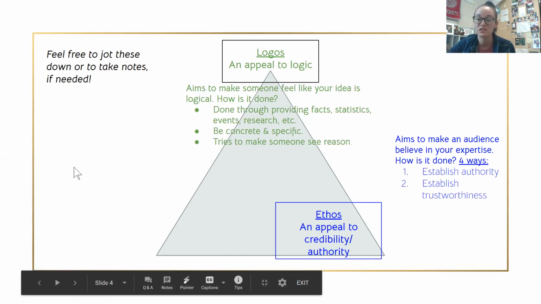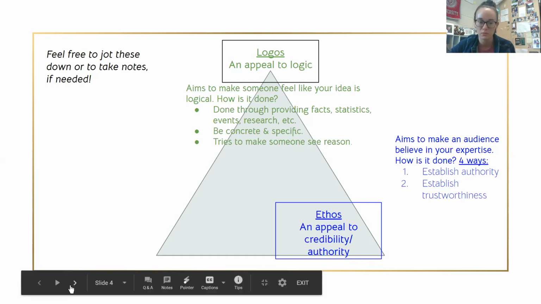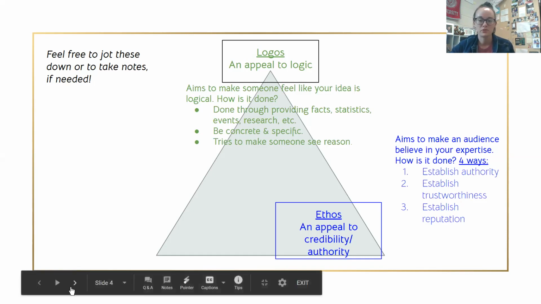The second thing it does is it establishes trustworthiness. So you aim to make the audience trust you in some way, shape, or form. The third way is you need to establish your reputation as being known to be someone that knows what they're talking about. And then you will establish ethos. The fourth way is establish similarities.